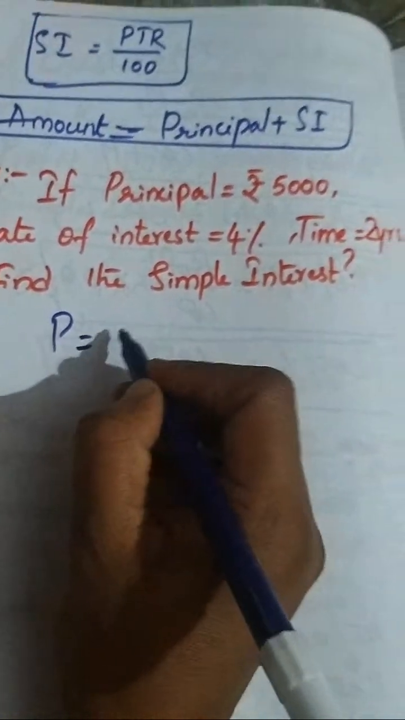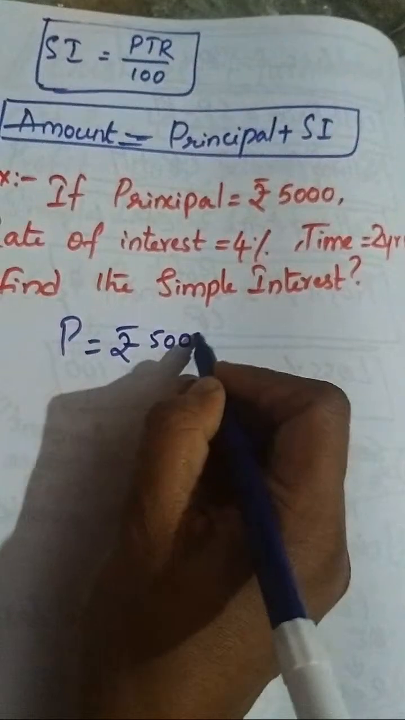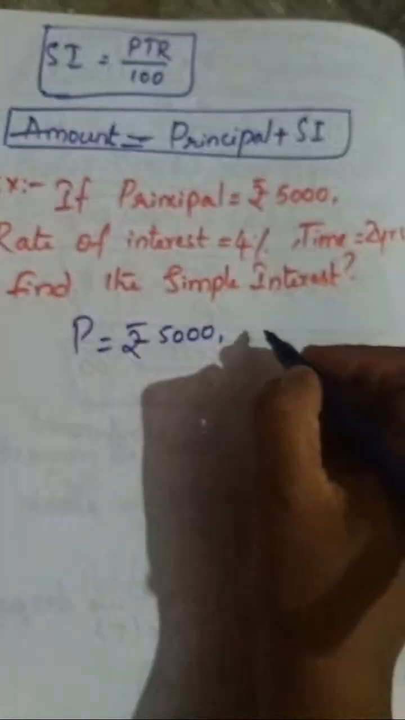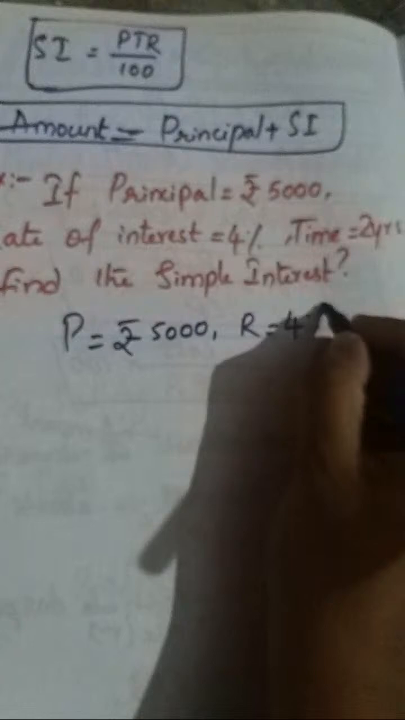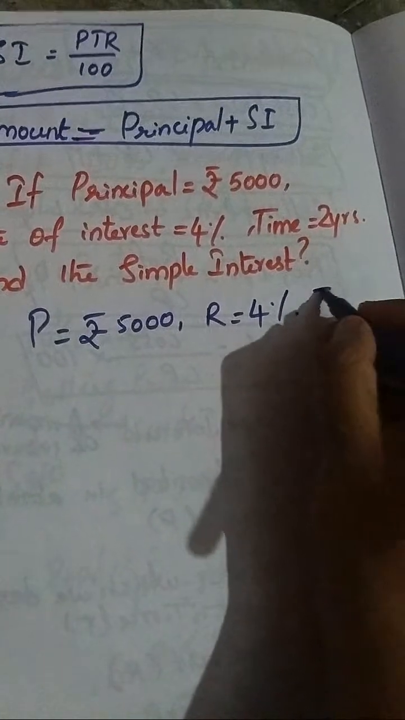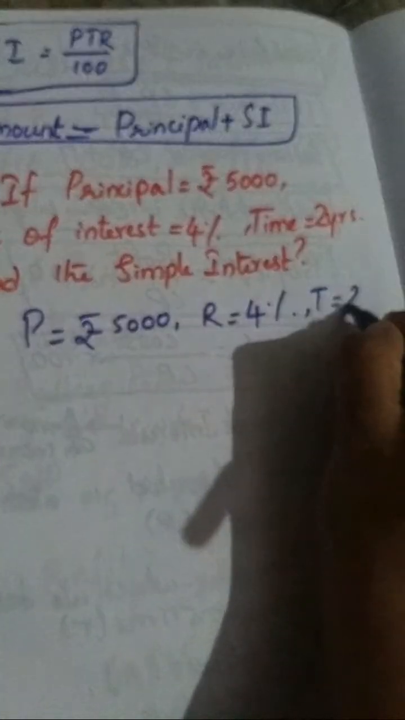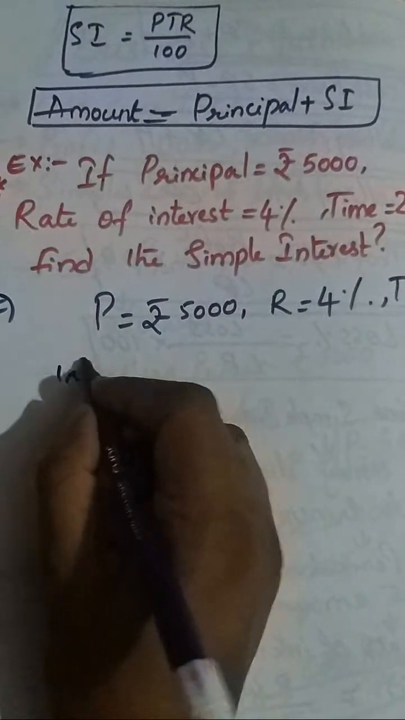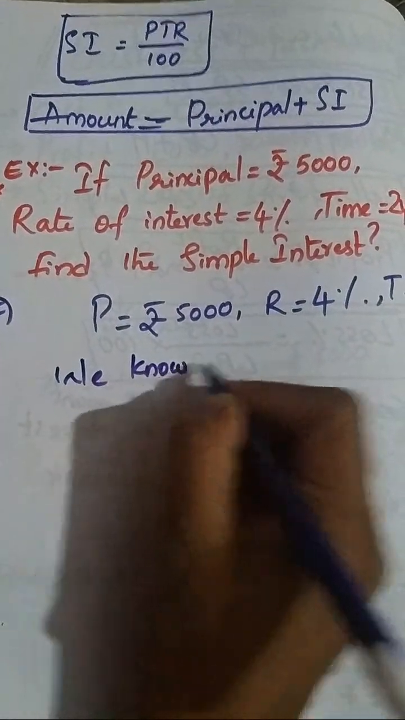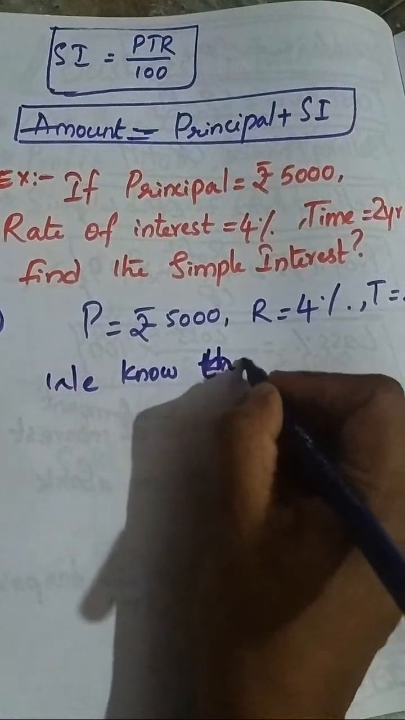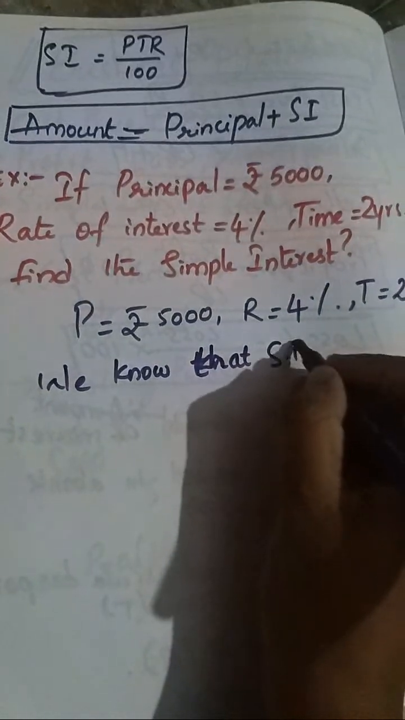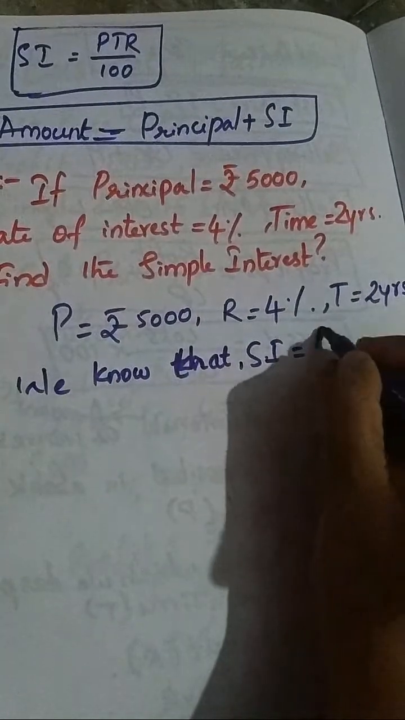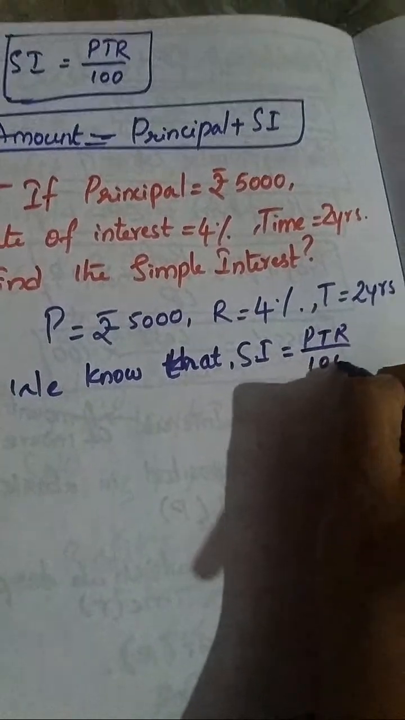Okay, simple interest. Now principal P is equal to rupees 5000, and rate of interest R is given as 4%, and how much T is given? 2 years. Okay, now what? We know the formula we have to write, that is, SI equal to PTR by 100.